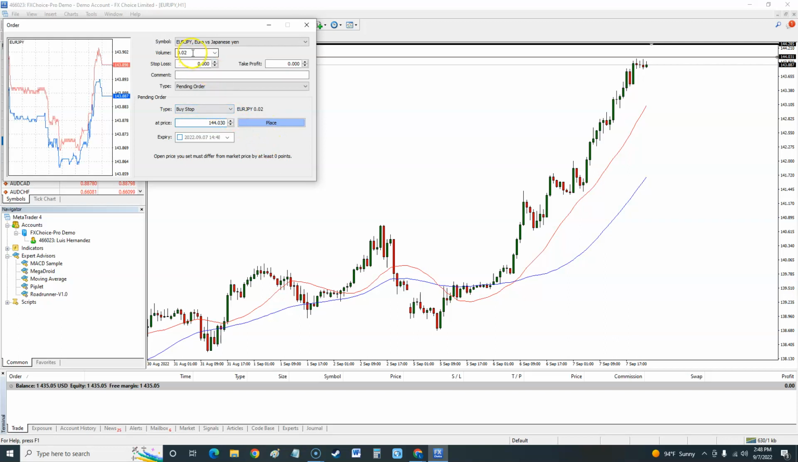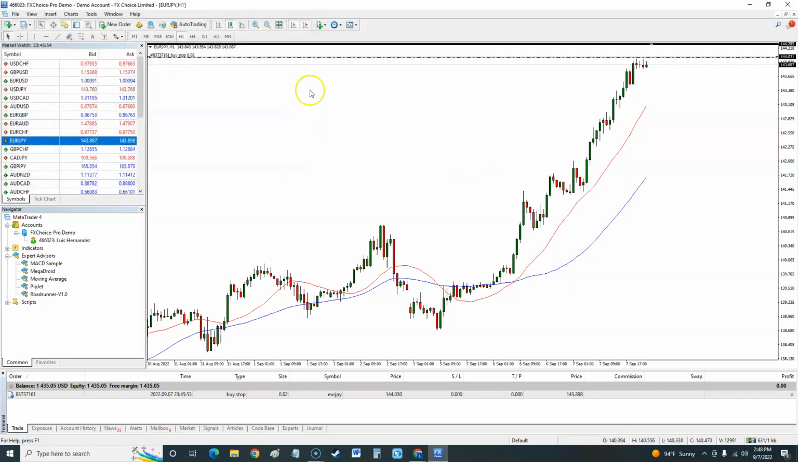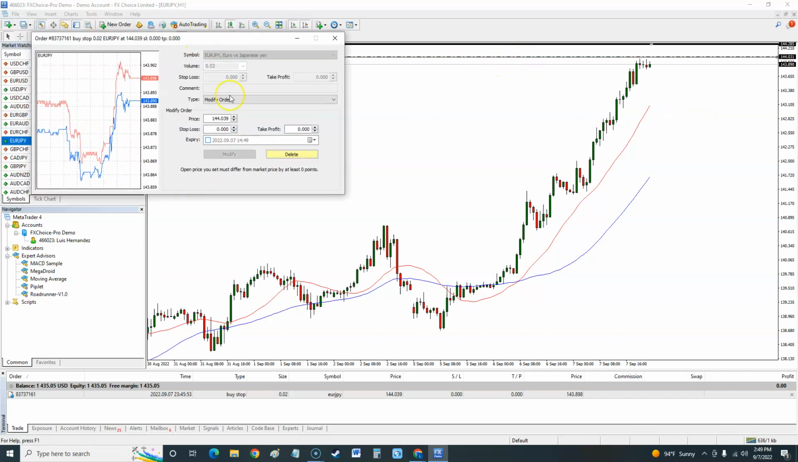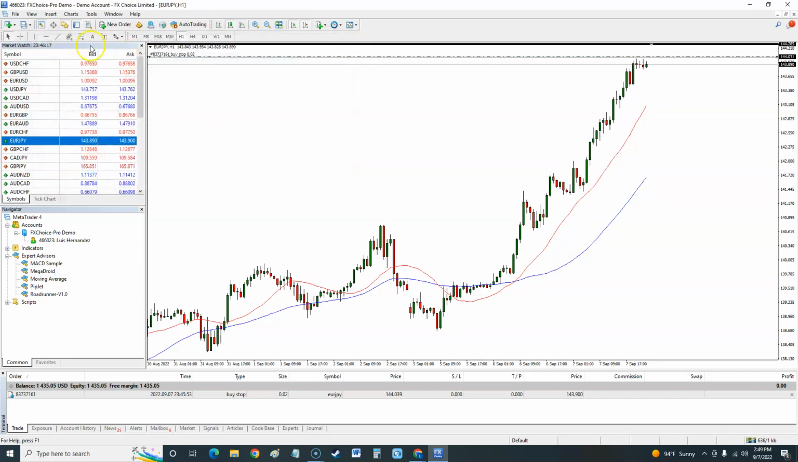Okay guys, that's a buy stop. We're going to do a volume of 0.02. I'm going to place that there for now. That's a buy, so if it reaches there, it's going to buy. Now we're going to click and drag and put the stop loss. Well, I guess that's the buy stop. My bad. Let's put it back to where it was, around right there. Let's go ahead and open up that order and change this order.